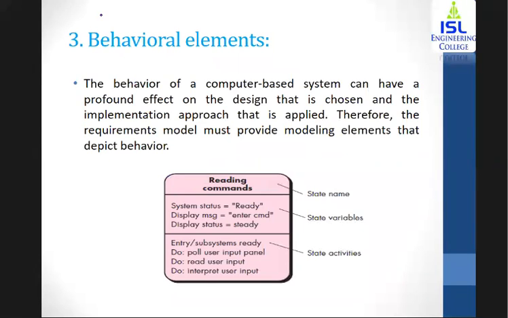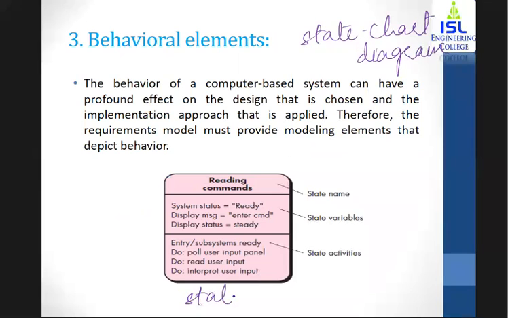The next is behavioral elements. Now in here you're going to make use of the state chart diagram or the state machine diagram. Now this is the representation of a state. This is how your state is going to look. Now the class had sharp corners, whereas this state is going to have rounded corners.